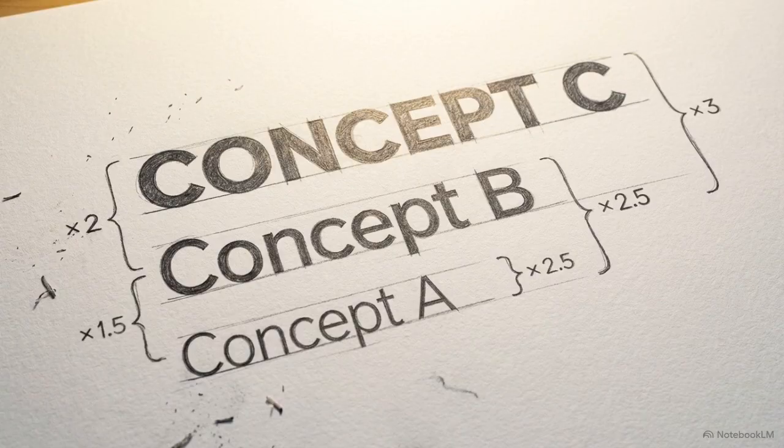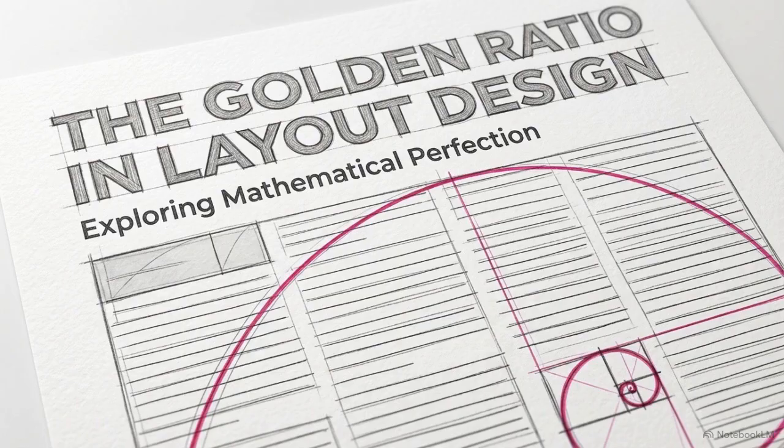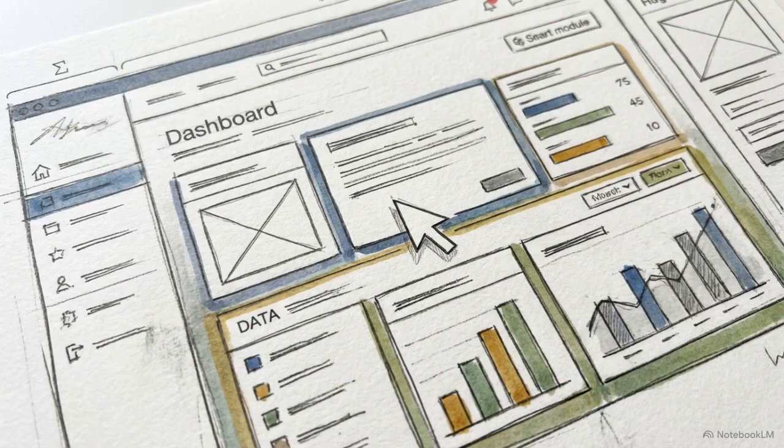This mathematical scale ensures that every text element relates to the others. The headings and body text feel unified, helping the user distinguish between different levels of information. Step 3 is the placement of key interface elements.